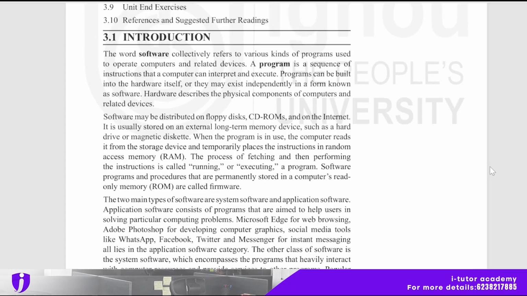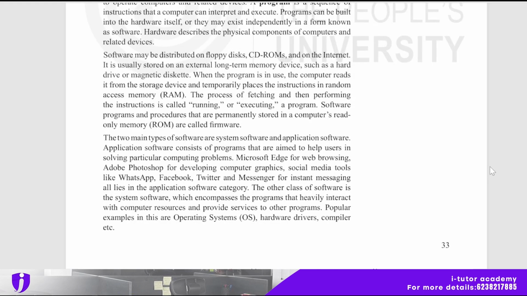The word software collectively refers to various kinds of programs used to operate computers and related devices. A program is a sequence of instructions that a computer can interpret and execute. Programs can be built into the hardware itself, or they may exist independently in a form known as software. Hardware describes the physical components of computers and related devices. Software may be distributed on floppy disks, CD-ROMs, and on the internet.